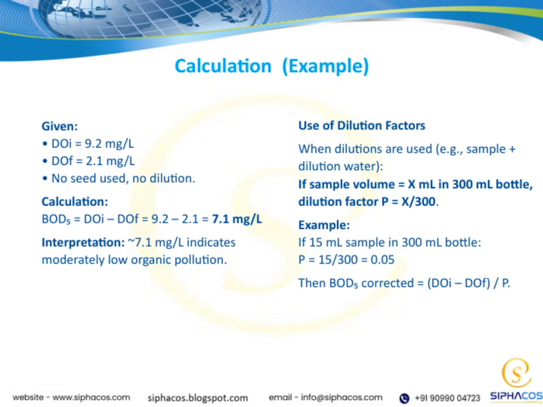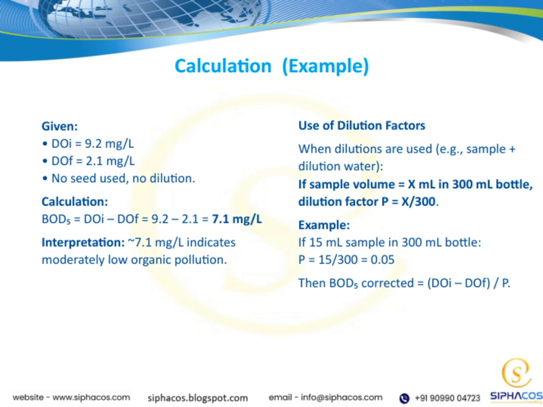When we perform BOD tests, we often dilute our samples with water to get accurate readings. The key here is understanding how to calculate the dilution factor, which we denote as P. If, for example, we take a certain volume of our sample, say X milliliters, and add it to a total volume of 300 milliliters in the bottle, then our dilution factor P is simply X divided by 300.